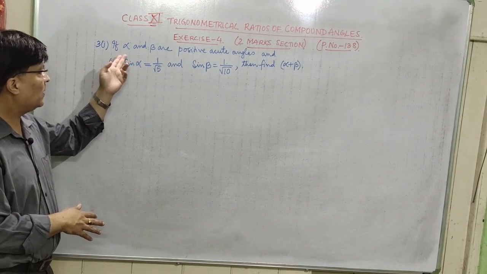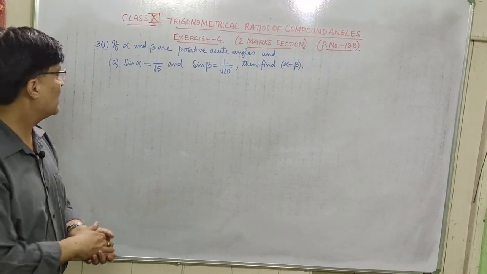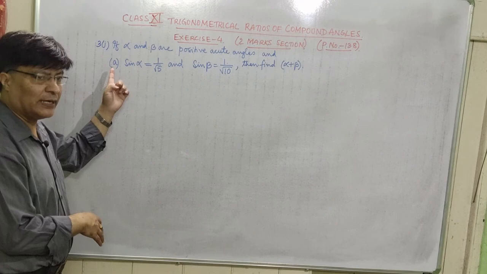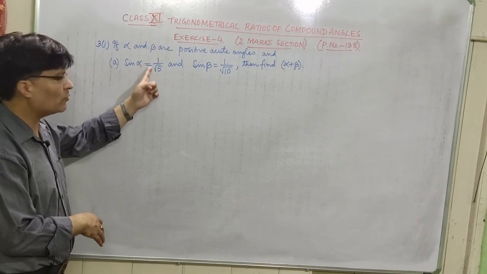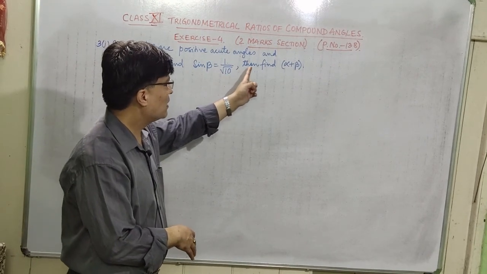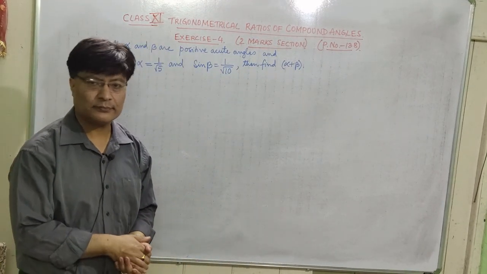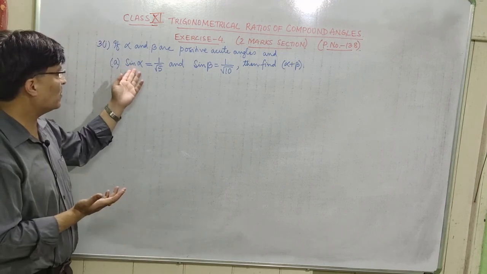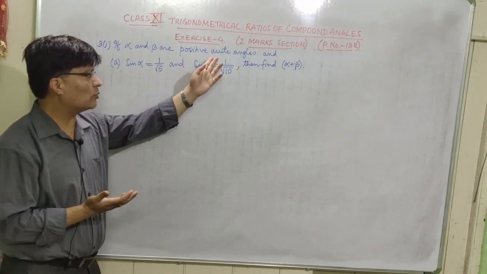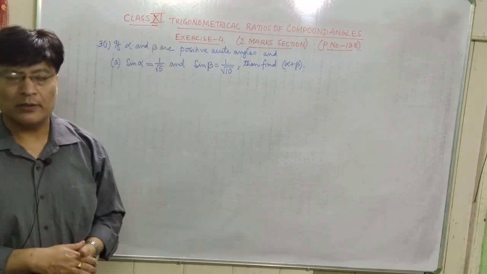Number 1. If alpha and beta are positive acute angles and sin alpha is equal to 1 by root 5 and sin beta is equal to 1 by root 10, then find alpha plus beta. So sin alpha here is 1 by root 5 and sin beta is equal to 1 by root 10. Then you have to find out the value of alpha plus beta.